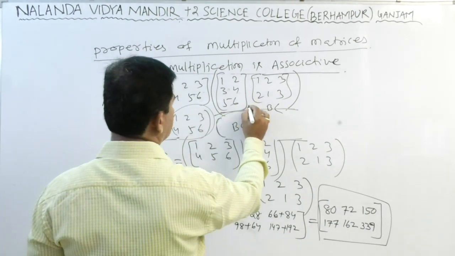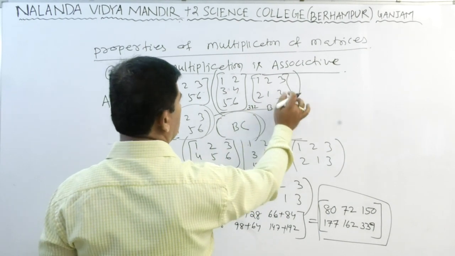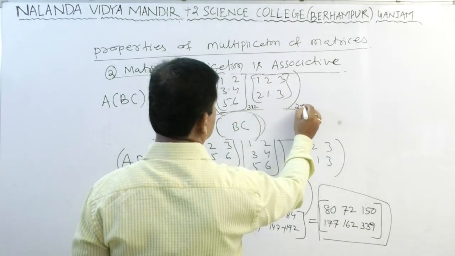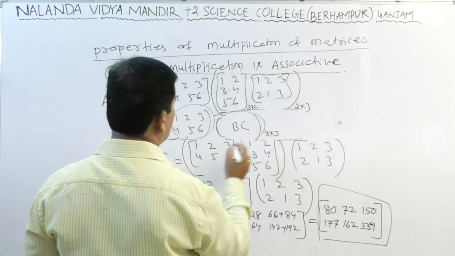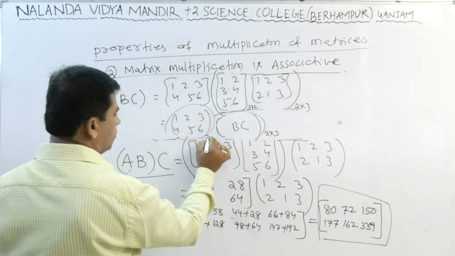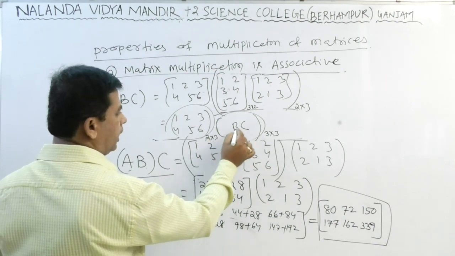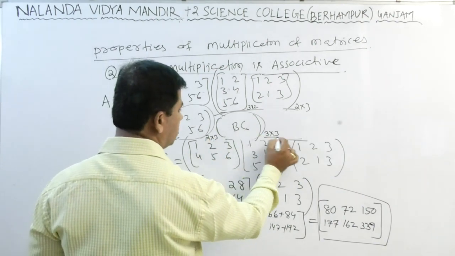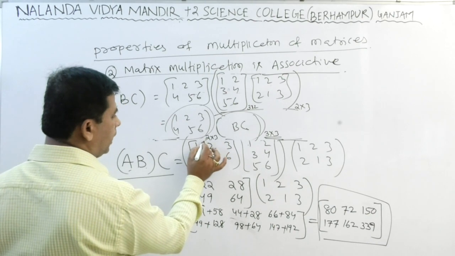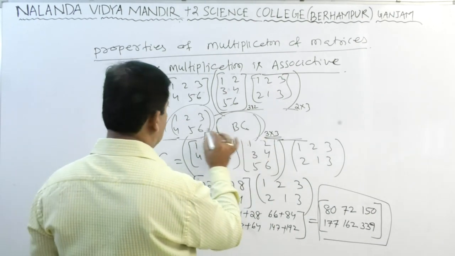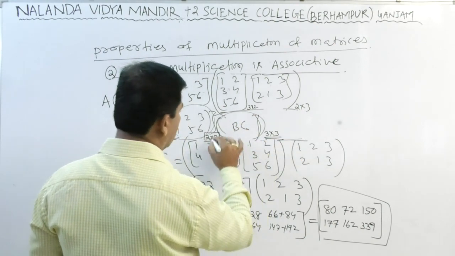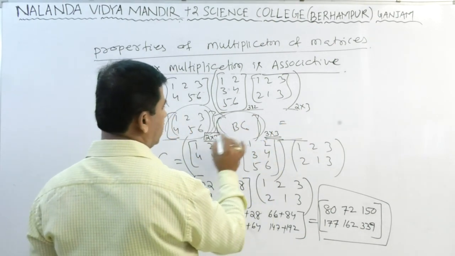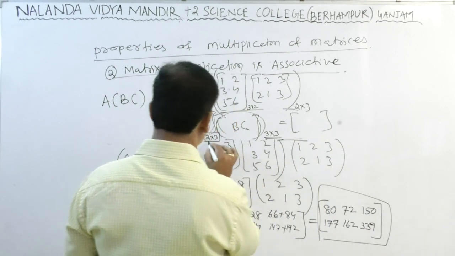Here the order of B is 3 cross 2 and the order of C is 2 cross 3. Therefore the order of BC is 3 cross 3. We can multiply it. The matrix A of order 2 cross 3 and the matrix BC of order 3 cross 3. Therefore we multiply them, and we get a matrix of order 2 cross 3.